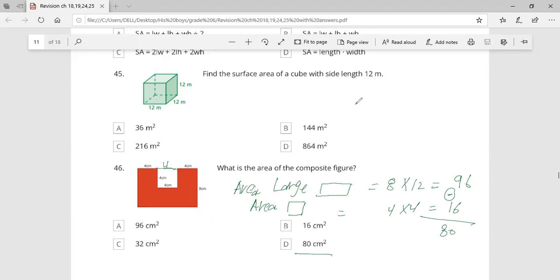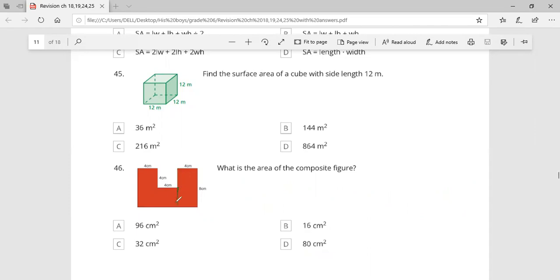80 is the answer. We have another way. We can divide it like this, but I prefer the first. It's easier than the second. A and B and C. Area of A is 4 multiplied by what? Here is 4, here is also 4. Here is 8, and here is 8. If I multiply 4 by 8, 32.